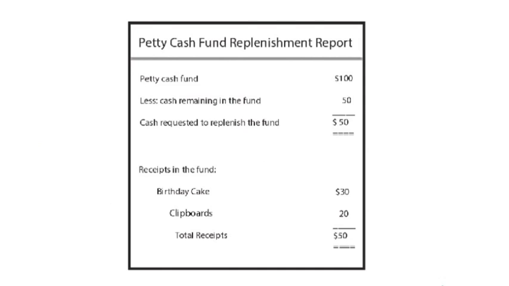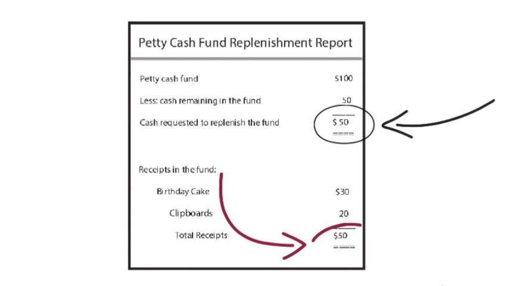To create a petty cash replenishment report, include the petty cash of $100, less cash remaining, minus $30 for the cake, and $20 for clipboards purchased earlier in the week, equaling cash requested to replenish the fund, $50. The receipts of office supplies and perishables also equal $50.